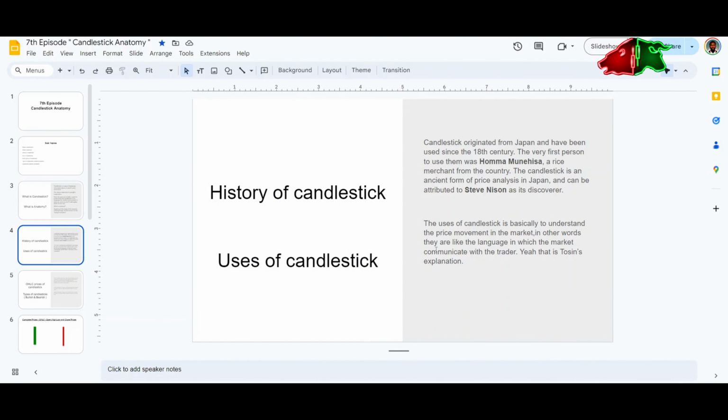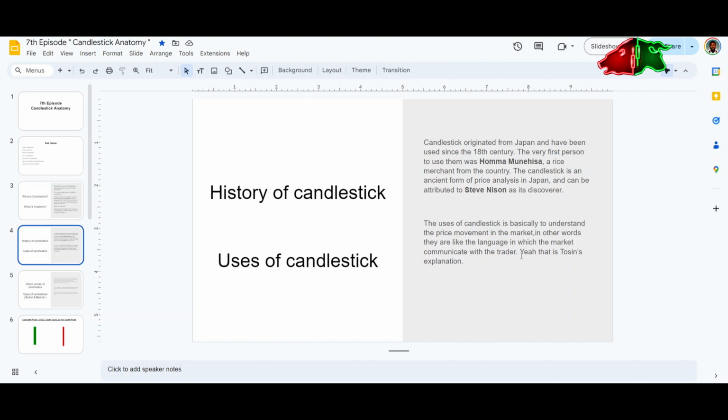All right, the use of candlesticks. The use of candlestick is basically to understand the price movement in the market. In other words, they are like the language in which the market communicates with the trader. Come on, Tosin. Yeah, that is Tosin's explanation. Okay, there you have it.